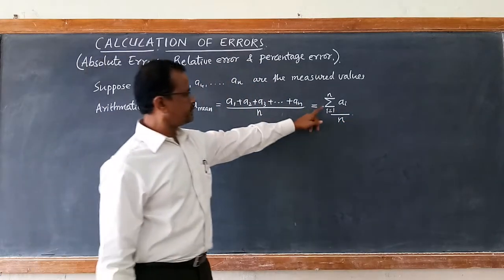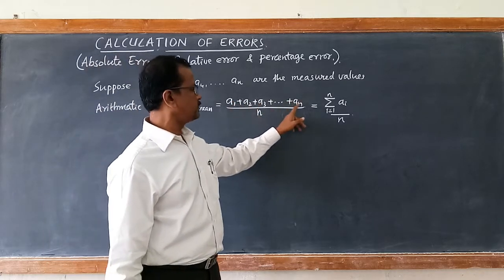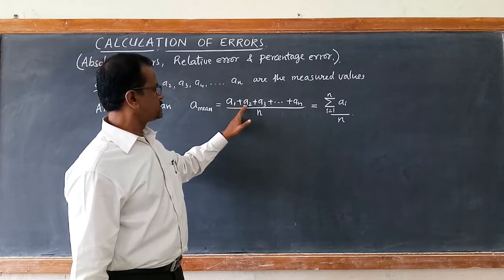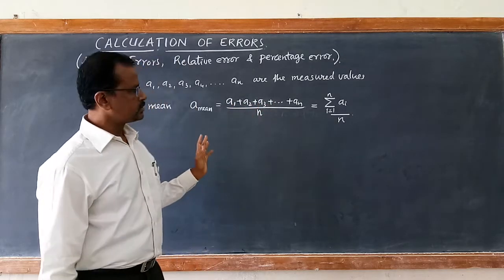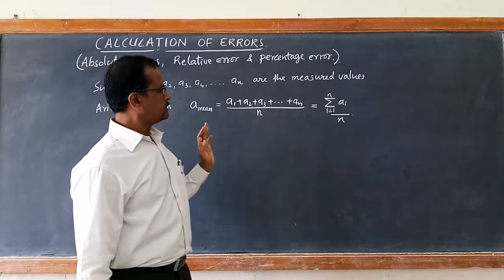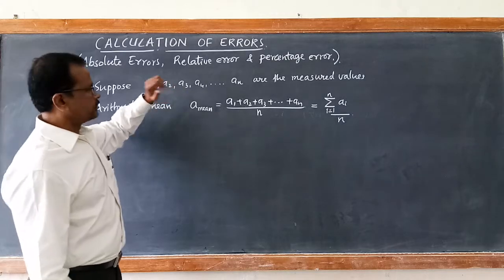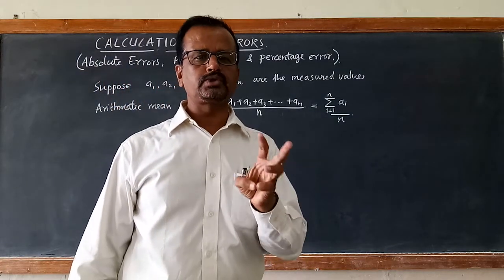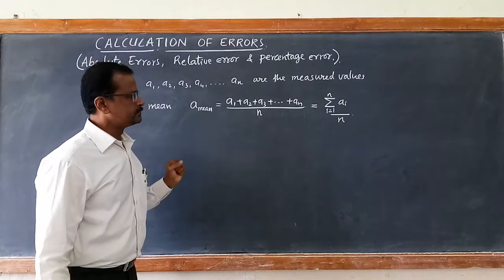So the numerical value gives you the summation A1 plus A2 plus A3 and so on up to n. So if 5 quantities are there, we will be adding A1 plus A2 plus A3 plus A4 plus A5 divided by 5. So in general we have taken n. So this gives us the mean value. This mean value of the observations is almost close to the true value.